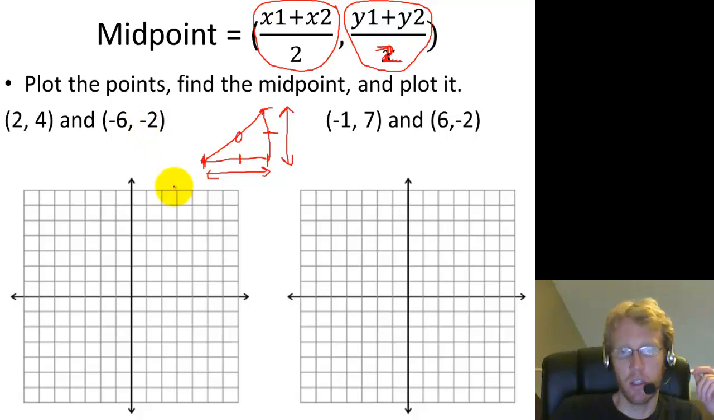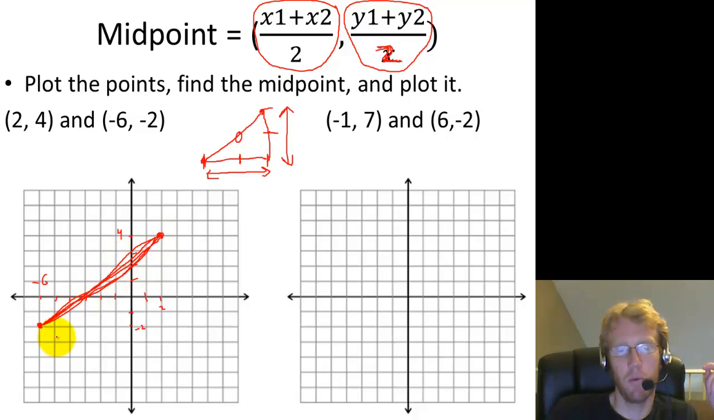First, plot the 2 points and find the midpoint and plot it. So first point, 2, 4: over 2, up 4 is going to be right here. And negative 6, negative 2. 1, 2, 3, 4, 5. Negative 6, negative 2. So we should label our axis here a little bit, just so it's clear. So if I draw a line connecting these two, well, it's not a very good line. We anticipate the midpoint to be somewhere along this very poorly drawn line.